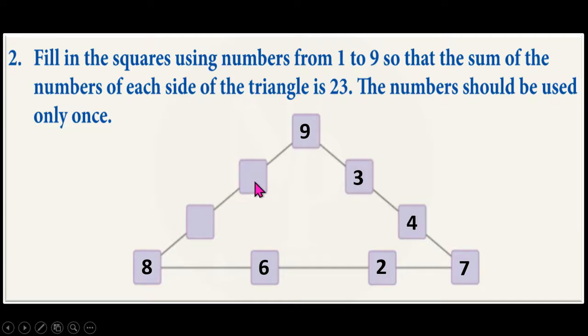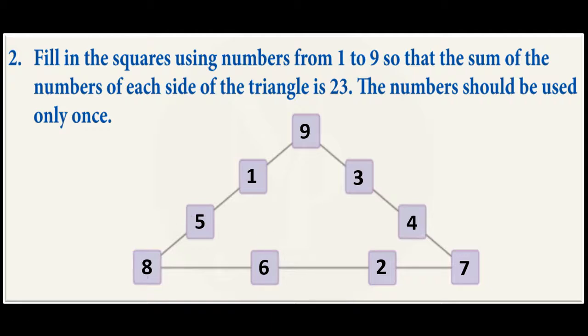Still we have 2 more boxes to be filled here, and let us write 5 in this box and 1 in this box. Now let us add these numbers written along this side. 9 plus 1 is 10. 10 plus 5 is 15, and 15 plus 8 is 23.